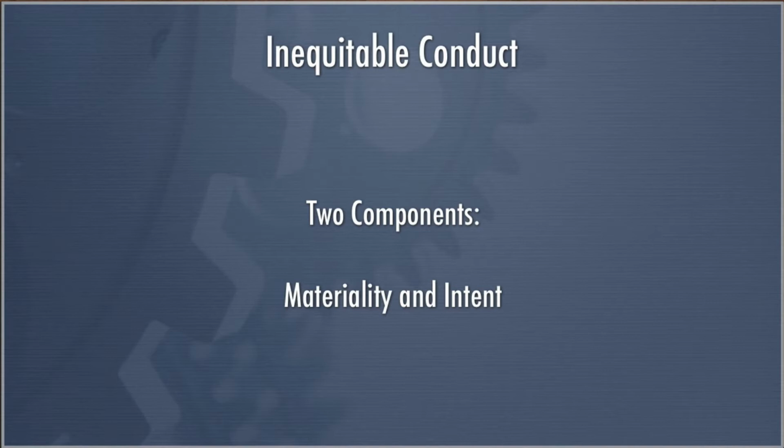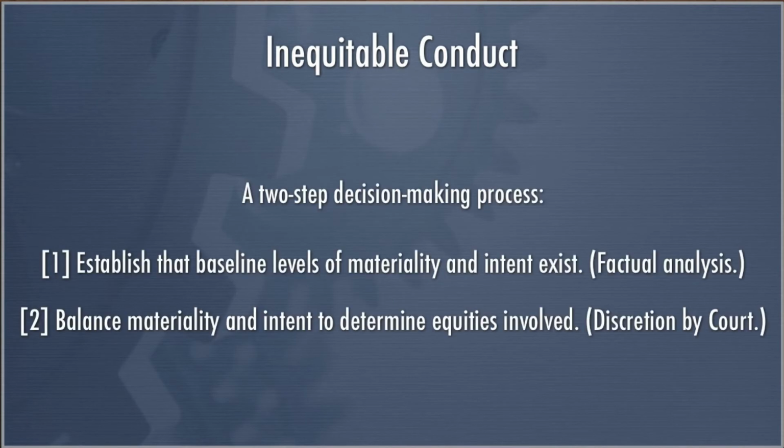So the basic rules of inequitable conduct are this. There are two components to any inequitable conduct analysis: materiality and intent. Right? Materiality refers to the idea that whatever activity, whatever bad act occurred was material to the patent prosecution, and intent refers, of course, to a mental state issue. Right? And this is all done in a two-step decision-making process. The first step is establishing that baseline levels of materiality and intent exist, right? You have to find in each case materiality and intent. There has to be intent, there has to be materiality. Those are factual analyses. Often they're sent to the court or to the jury to determine whether there's materiality or intent.